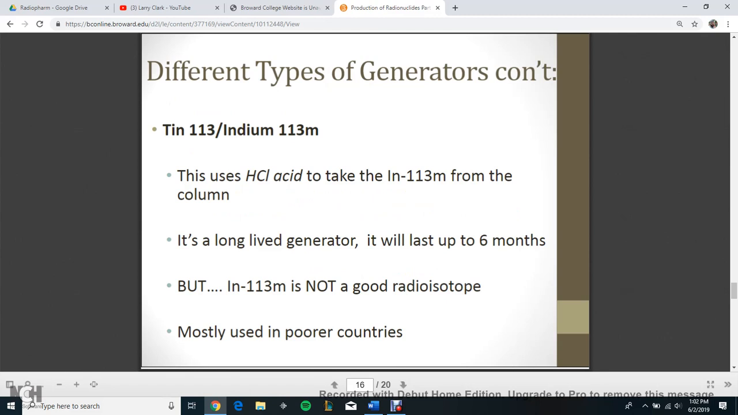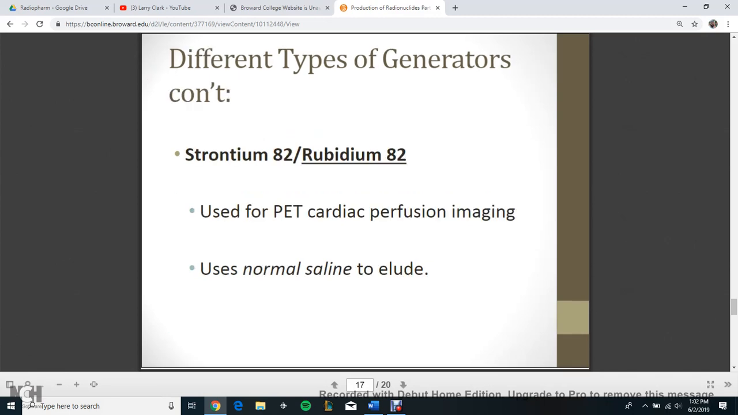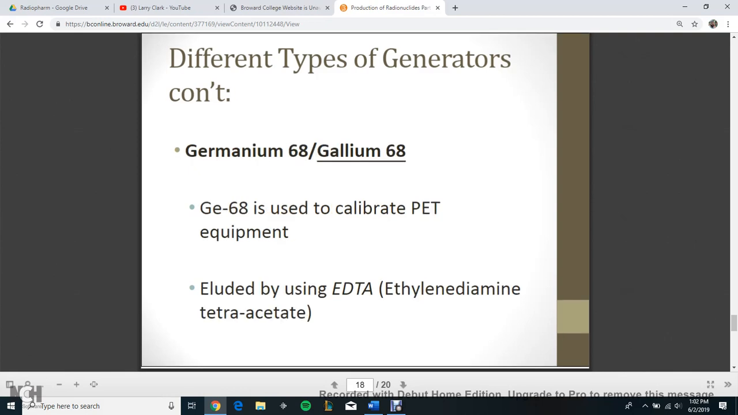Tin and indium generators. This used hydrochloric acid to take the indium-113m from the column. It's a long-lived generator. It will last up to 6 months, but indium-113 is not a good radioisotope. It's mostly used in poorer countries. Strontium-82 and rubidium-82 are used for PET cardiac perfusion imaging and use normal saline to elute. Germanium-68 and gallium-68: germanium-68 is used to calibrate PET equipment, eluted by EDTA.